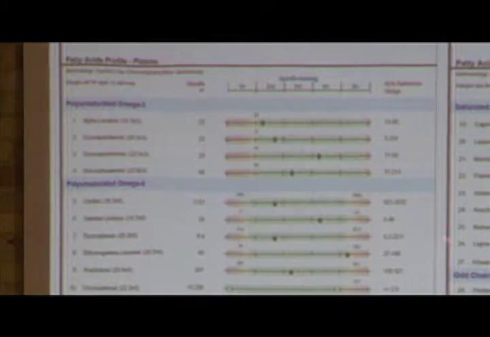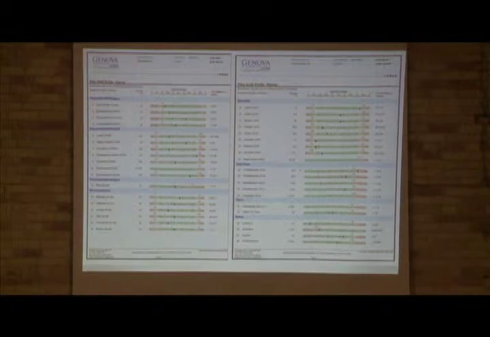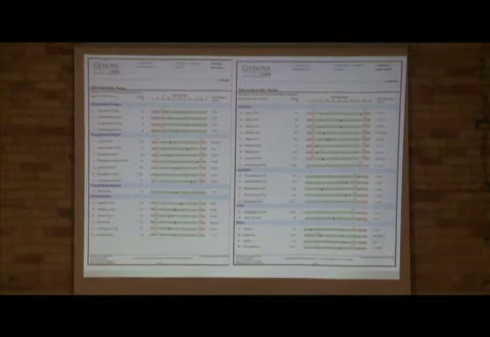This is my blood from a couple months ago. And these are all my omega-3s and my 6s and my 9s and my monos and my saturated. Then there's some oddly numbered ones, and then here are my trans, and then these are the ratios that determine how much inflammation I have. So this technology has been available for a long time. If you're curious, you can run these tests and see where you're at.